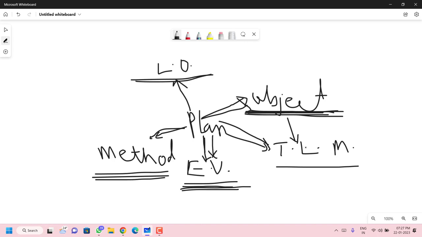Isn't it? So here in the short discussion, we find that these all four things that I have written, objective, TLM, evaluation plan and method, don't exist standalone. Rather they exist intertwined with each other, they are integrated with each other, and each affects the other. TLM will affect the objective, because if I don't have the required skill of engaging the learner in collaborative learning, I may not have an objective related to collaborative learning, because if I do, then I will never be able to achieve it.